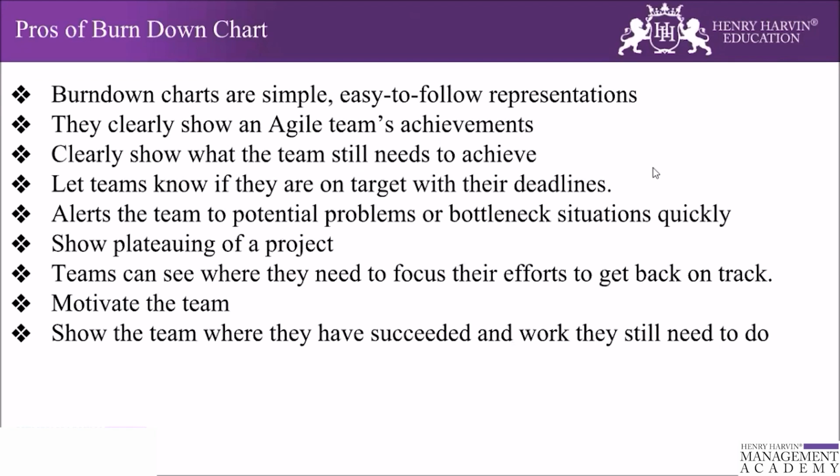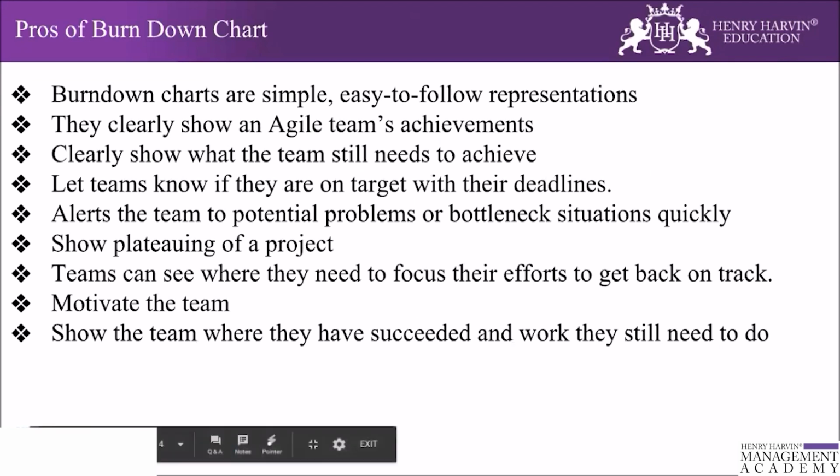They clearly show an agile team's achievement, because it is clearly visible on the burn down chart. They clearly show what teams still need to achieve because it is based on the work remaining. They let the team know if they are on target with the deadline, and alert the team to potential problems of a bottleneck situation quickly.